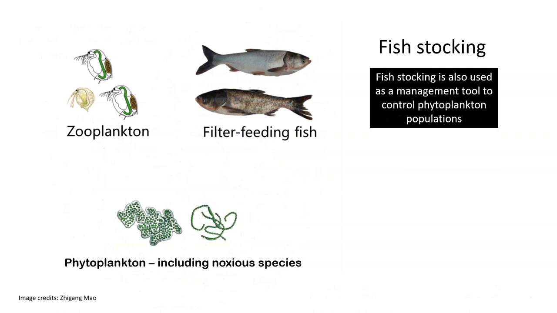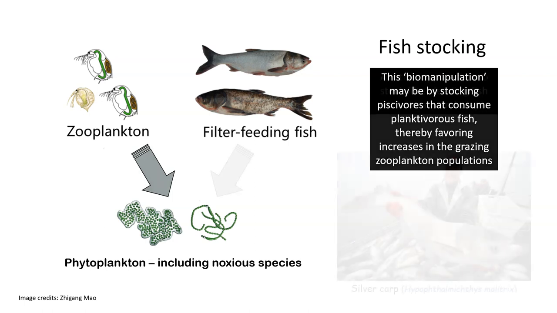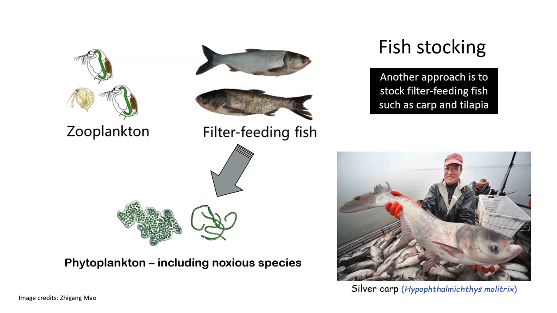Fish stocking is also used as a management tool to control phytoplankton populations. This biomanipulation may be by stocking piscivores that consume planktivorous fish, thereby favoring increases in the grazing zooplankton populations. Another approach is to stock filter-feeding fish, such as carp and tilapia.